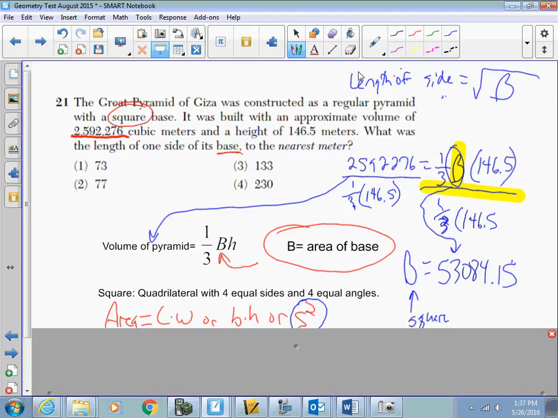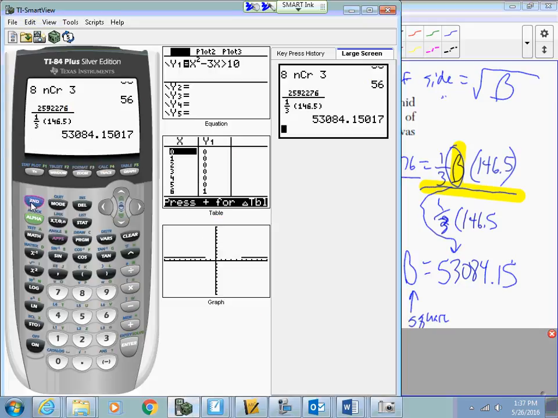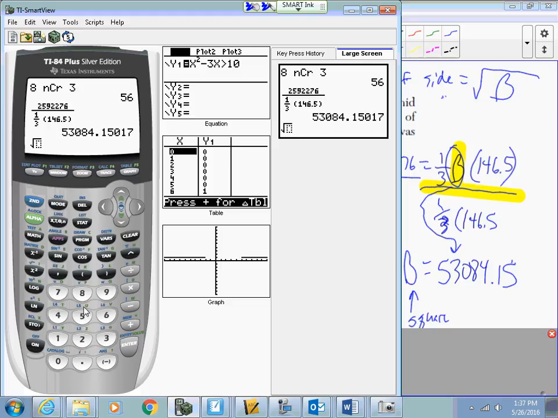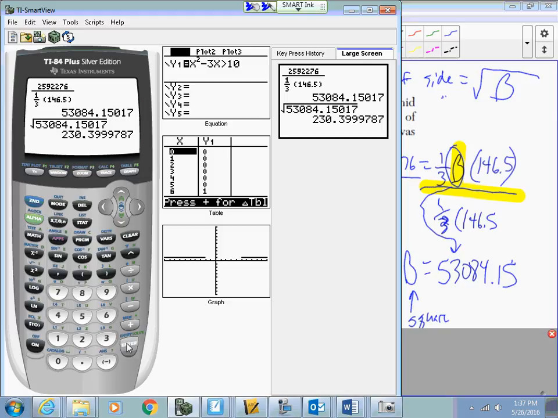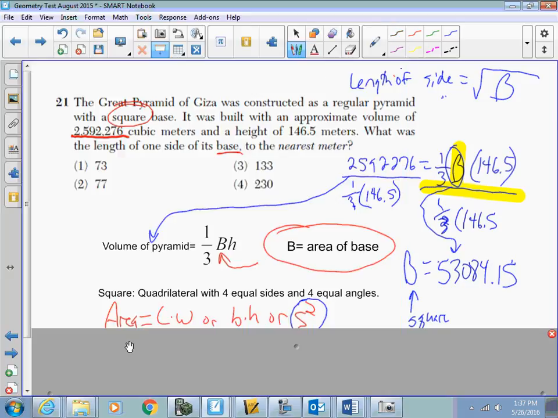So I'm going to go in my calculator. I have not taken out the number, so I'm going to go second square, then I'm going to hit up, and I'm just going to enter in this entire number. I'm going to hit enter, and you get 230. So let's look at our answers. All right, there we go. 230, that is our answer.